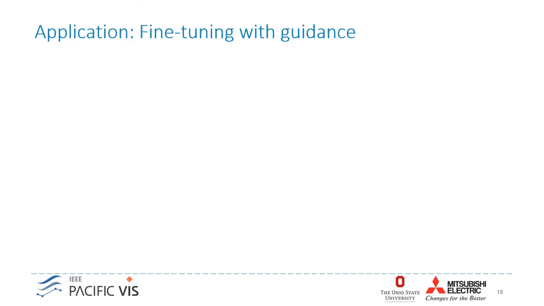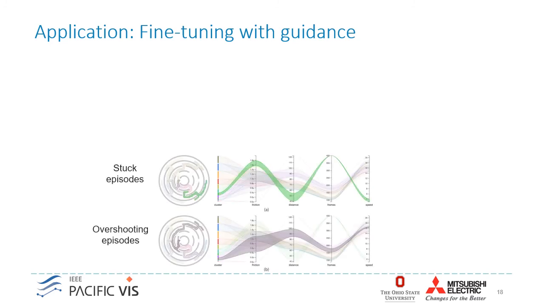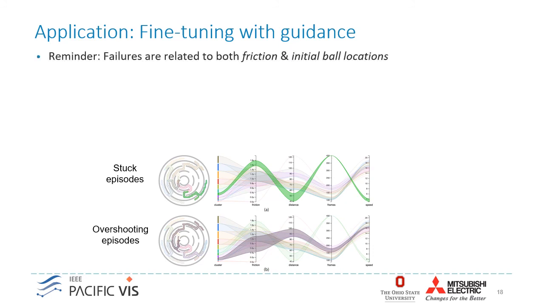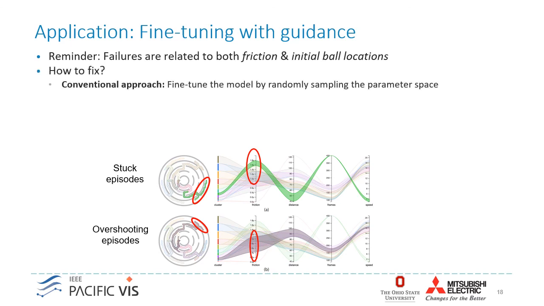Here we show another application of DynamicsExplorer, which is to guide the scientist to fix the error model. The figure below shows 2 fail cases we discussed earlier. Based on DynamicsExplorer, we know that the failure cases are related not only to the maze friction, but also to the initial ball location. Conventionally, if the scientists are not satisfied with their model, they will continue to train or fine-tune the model with more episodes. Because they don't know the relationship between episode result and the parameters, they will just randomly sample the parameter space, which can be huge and so slow to fine-tune the model.